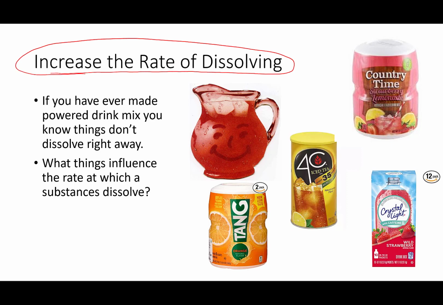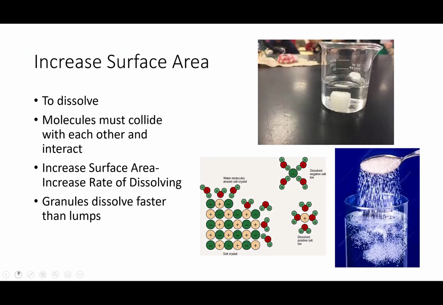Now, any of you who have ever tried to mix up Kool-Aid or Tang or powdered lemonade or iced tea or any of these things, know that you have to mix them up a lot. They don't dissolve right away. Sometimes it seems like you stir and stir and stir, and there's a whole bunch of things that influence how fast things dissolve. So let's talk about this and what's actually chemically going on when this happens.